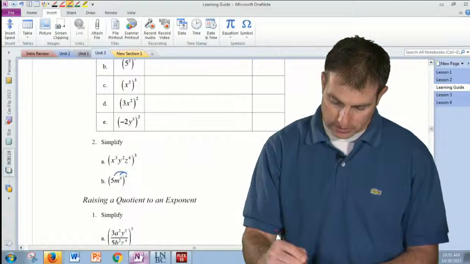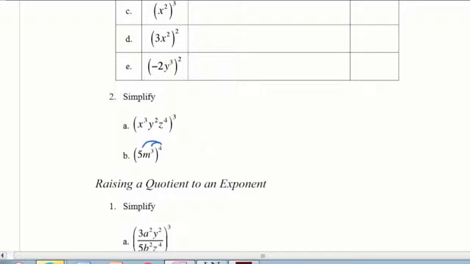Both things in the brackets get the exponent of 4. So I get 5 to the 4, m to the 3 times 4. I think we said 5 to the 4 is 625. M, 3 and 4 is 12.